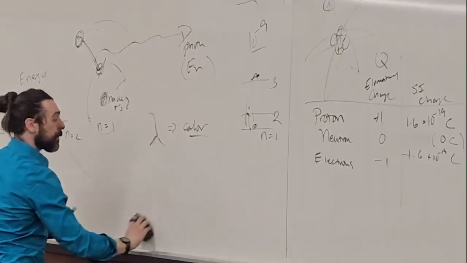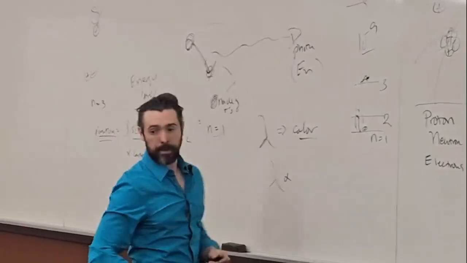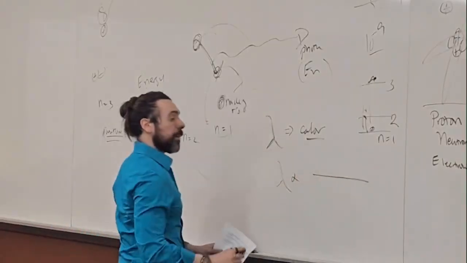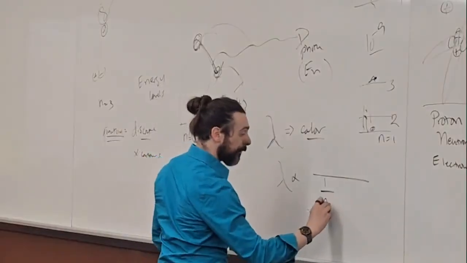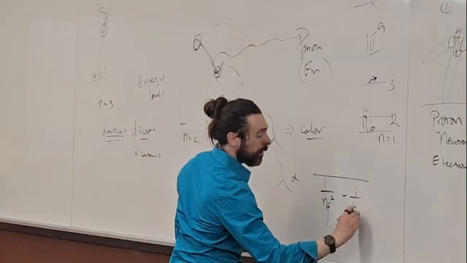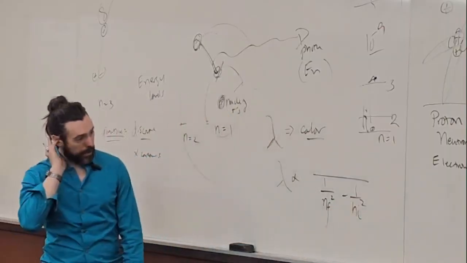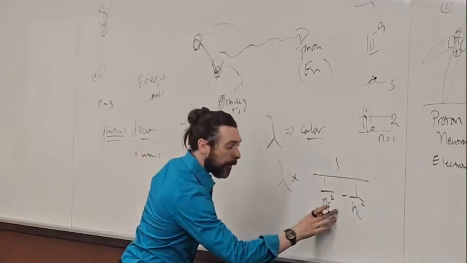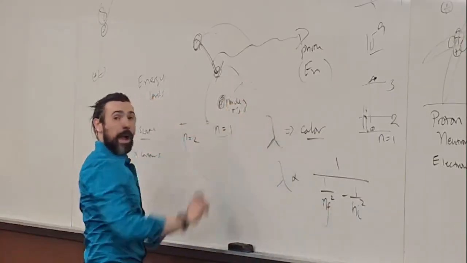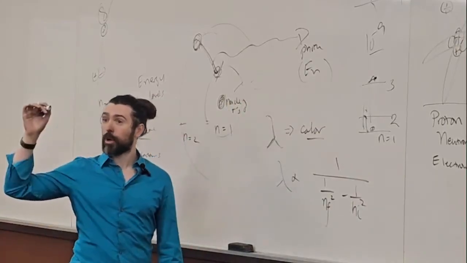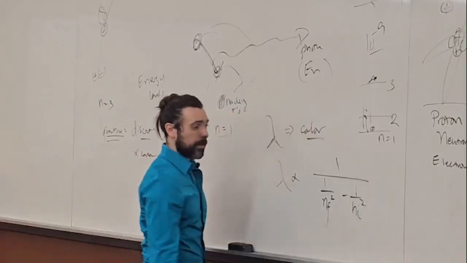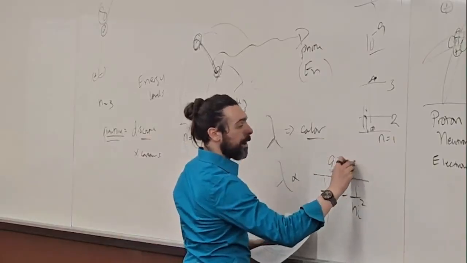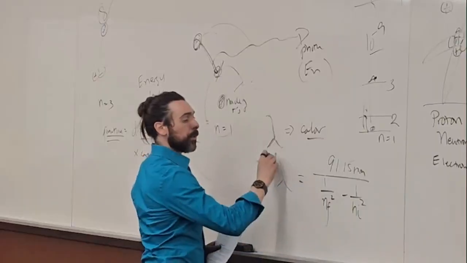The wavelength, and this sort of color of the light, is proportional to 1 over n final squared minus 1 over n initial squared. Okay? It's proportional to this. In other words, it depends on how high the electron is going to go, how many energy levels it is going to jump. So where did you start, and where did you end up? And specifically, there's a constant of proportionality, which is 91.15 nanometers.